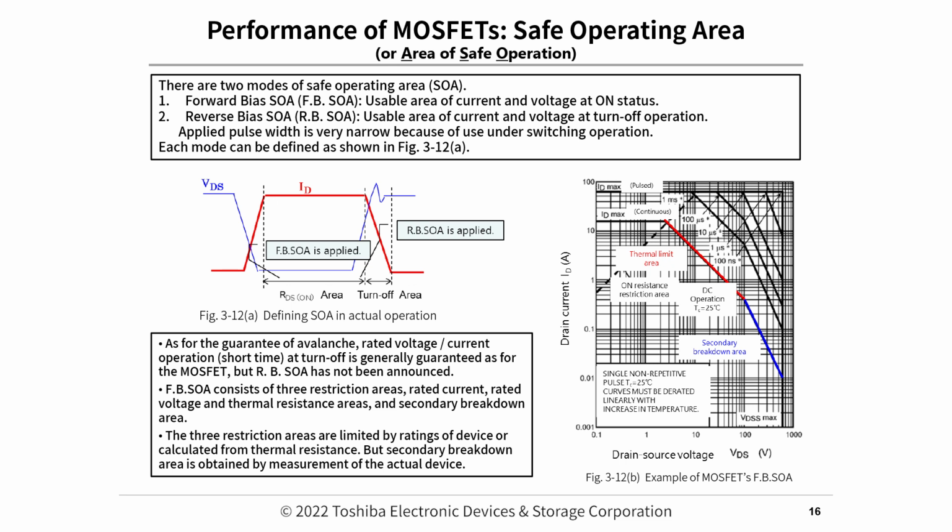As for the guarantee of avalanche, rated voltage and current operation, short time, at turn-off is generally guaranteed for the MOSFET, but RBSOA has not been announced. FBSOA consists of three restriction areas, rated current, rated voltage and thermal resistance areas, and secondary breakdown area. The three restriction areas are limited by ratings of device or calculated from thermal resistance. But secondary breakdown area is obtained by measurement of the actual device.